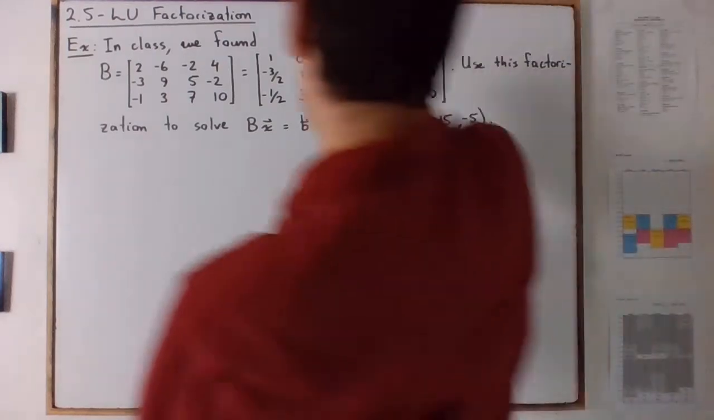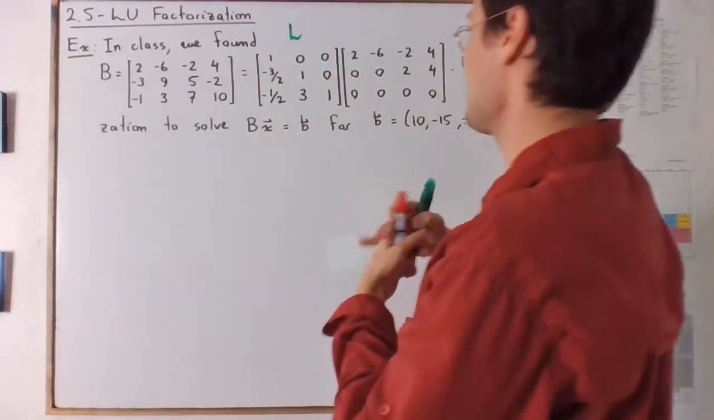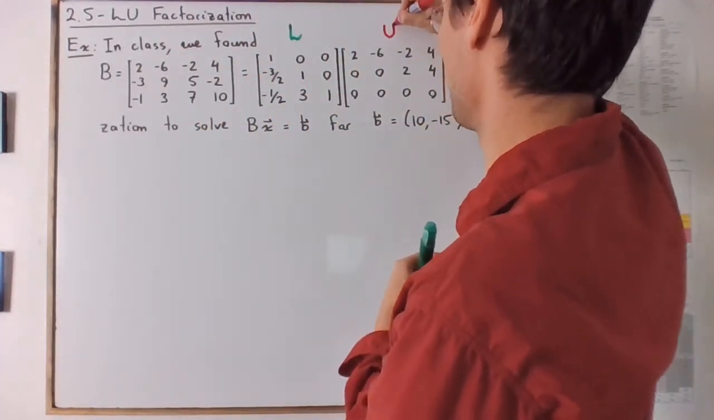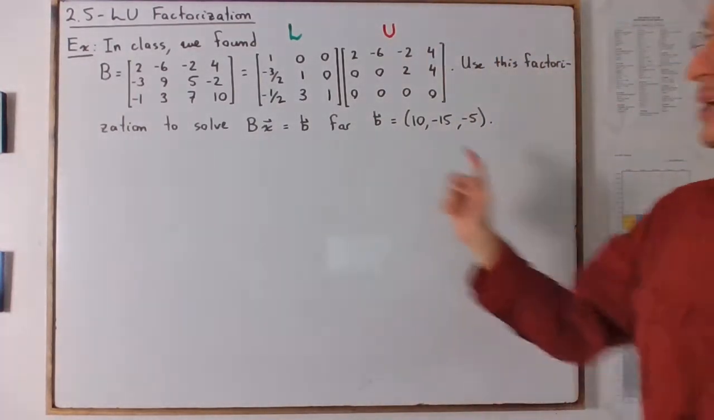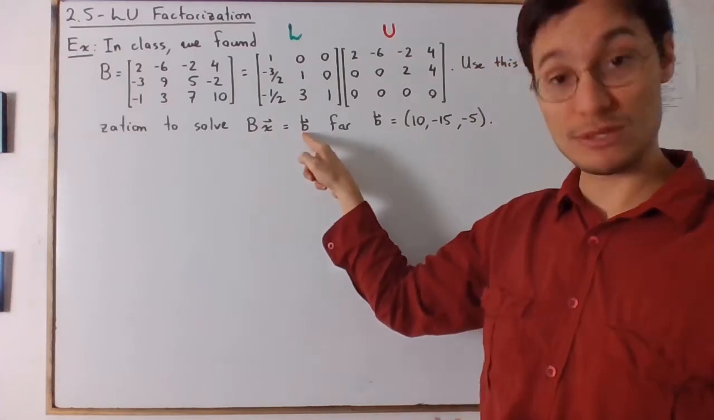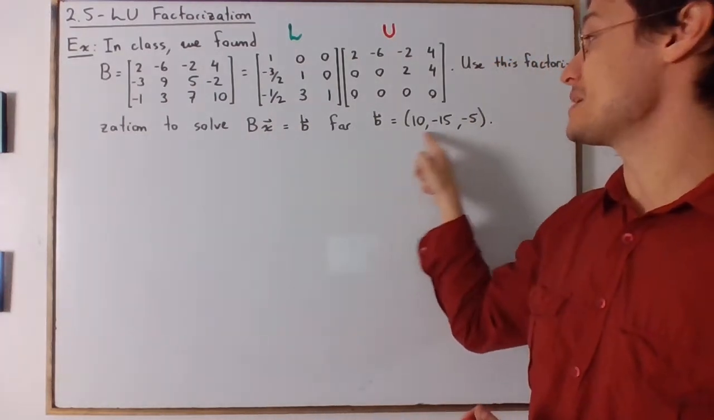So this is the matrix L, and this is the matrix U, okay? And what we want to do is to use that factorization to solve Bx equals b for this vector b right here.